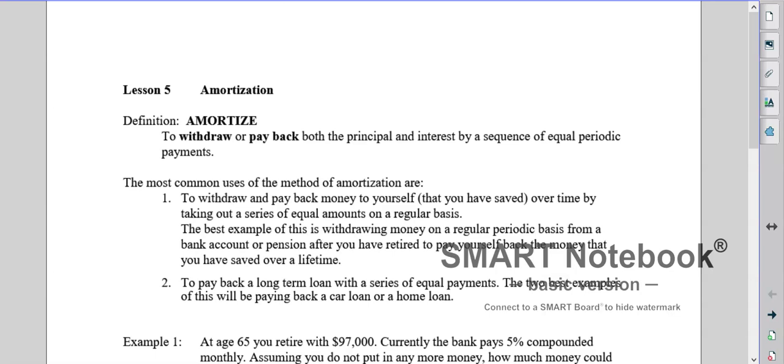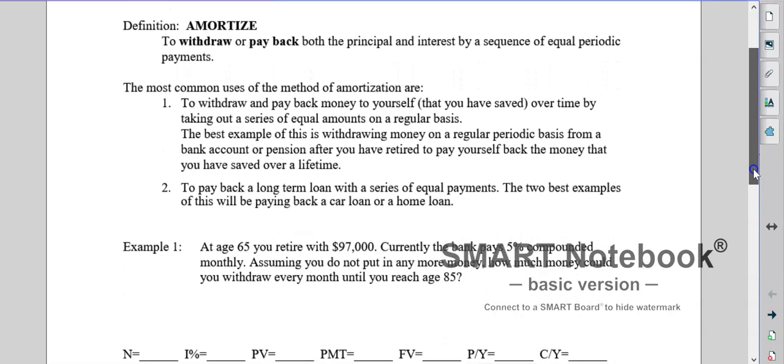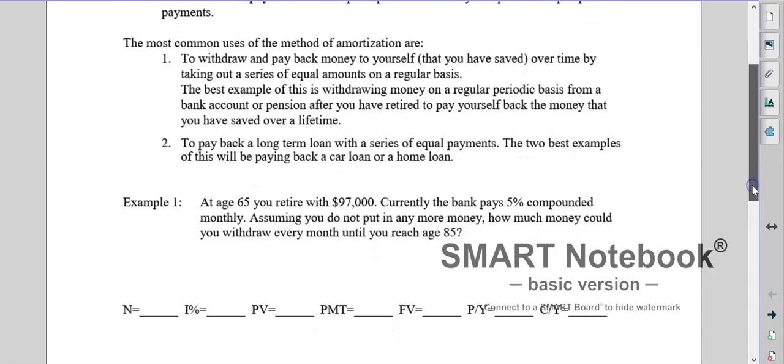All right, a little bit of reading here first. So, amortization. To amortize is to withdraw or pay back both principal and interest by a sequence of equal periodic payments. The most common uses of this are to withdraw and pay yourself back. The best example of this is withdrawing money on a regular periodic basis from a bank account or pension after you have retired to pay yourself back the money that you have saved over a lifetime.